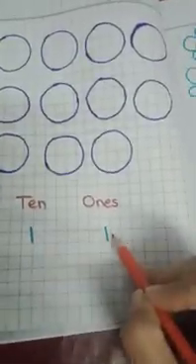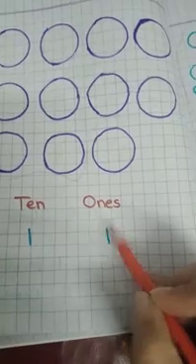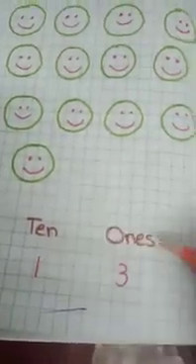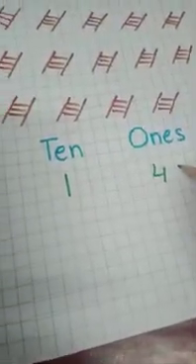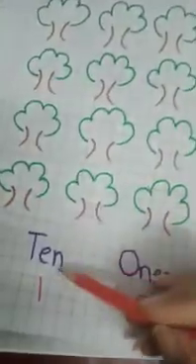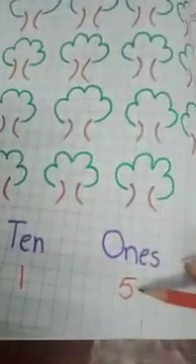1 ten, 1 one, 11. 1 ten, 2 ones, 12. 1 ten, 3 ones, 13. 1 ten, 4 ones, 14. 1 ten, 5 ones, 15. Now this is your work you have to do in your neat copy.